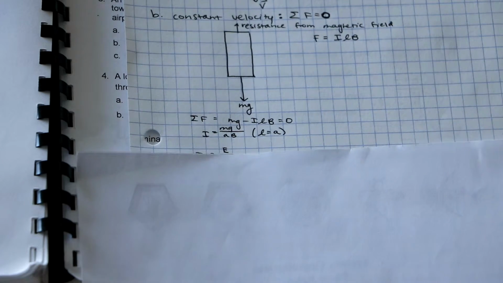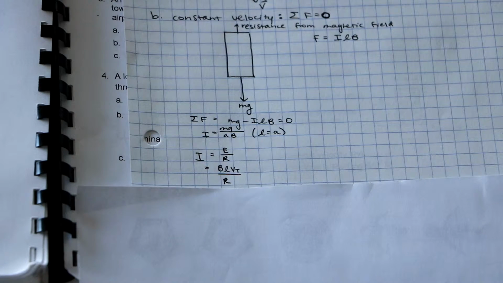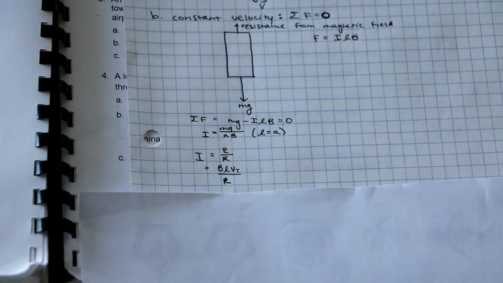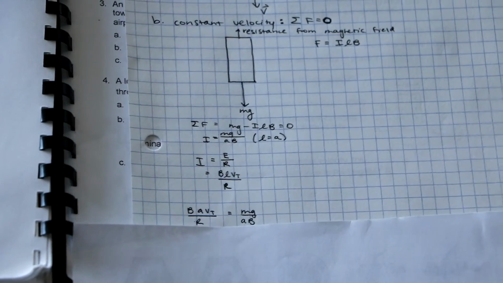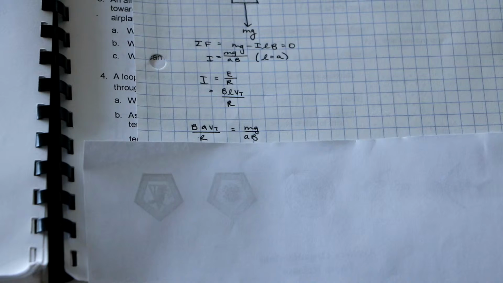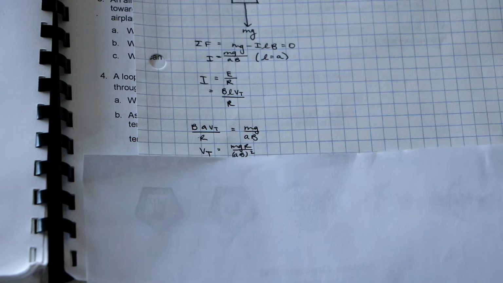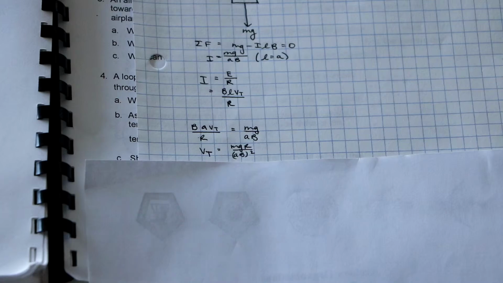We also know that I is equal to the EMF over the resistance. So that gives you BL times the terminal velocity over the resistance. So setting those two equations equal to each other, we get Ba times the terminal velocity over the resistance equals mg over aB. And shifting those around, we get that the terminal velocity is mgR over a B squared.